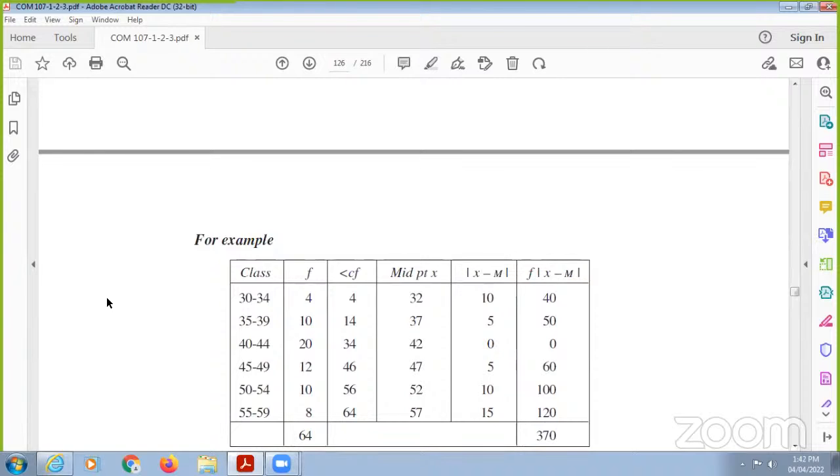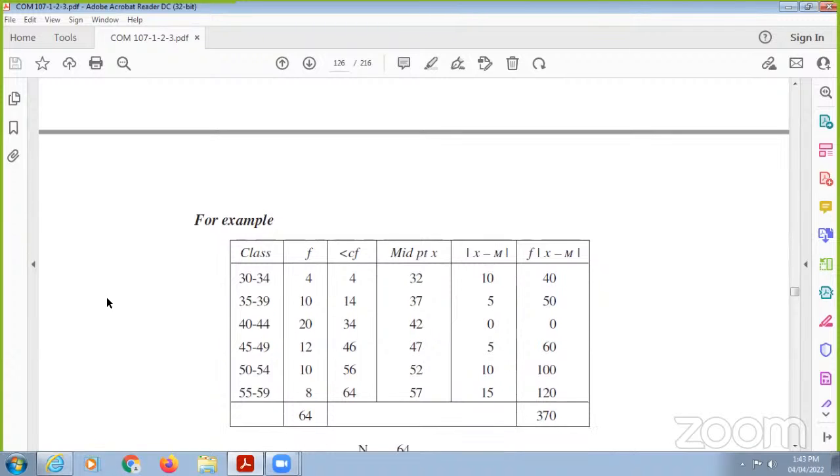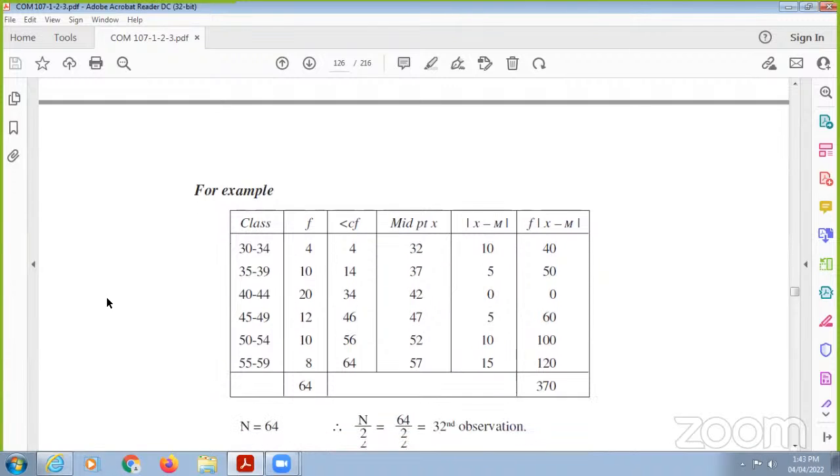Then you will find the cumulative frequency here. 4 first, 4, then second 10 plus 4, 14, then 14 plus 20, 34, 34 plus 12, 46, 46 plus 10, 56, and 56 plus 8 is equal to 64. So here total number is 64 here.